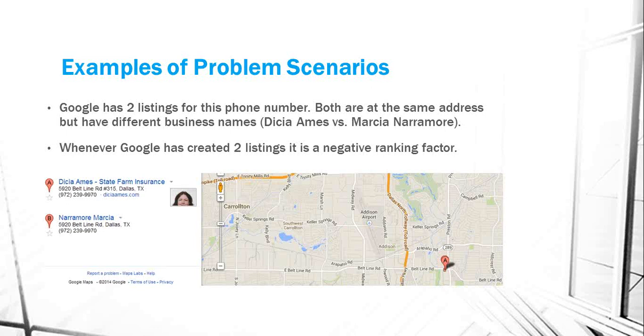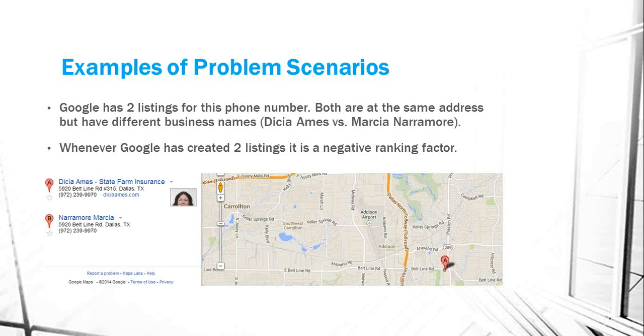Google doesn't just create listings because one directory has one minor thing that's wrong. They will create a new listing if there are several different important directories that are referencing information that is different than what they have. They're like, maybe this is a different business. You'll also notice the suite number is left off of one. So one of them has it at 5920 Beltline Road, suite 315, and the other one does not.